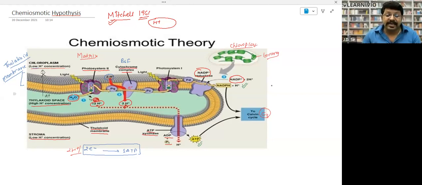At the leakage of every two hydrogen ions, one ATP will be produced, right? This is the mechanism of passage of electrons. We call it the chemiosmotic theory.